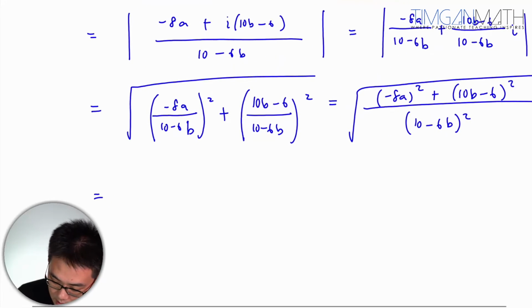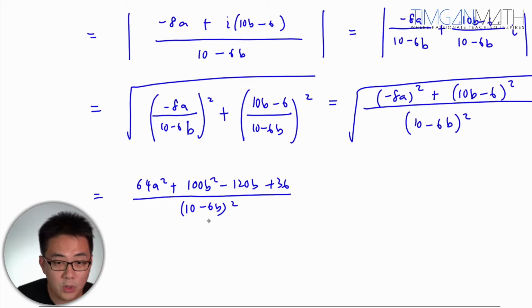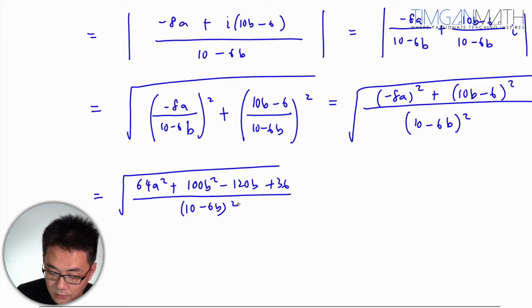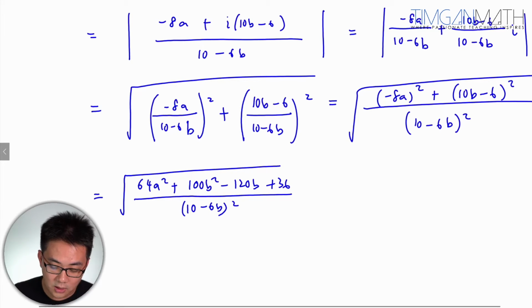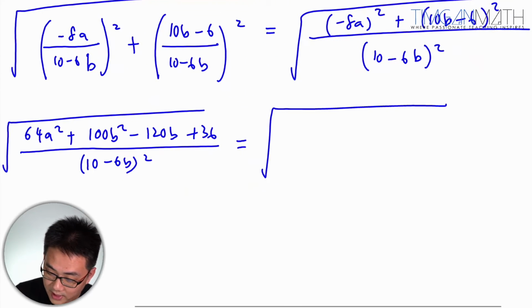Here would be 64a square plus 100b square minus 120b plus 36 over 10 minus 6b square. Okay, the reason why I'm not going to expand the one below is because I don't think there's any way that I will get a square plus b square, because the only value which I have is actually a square plus b square. So I'm going to leave it as it is first.